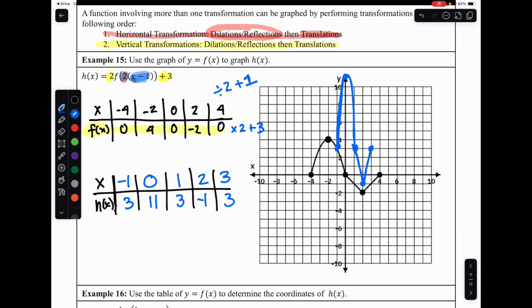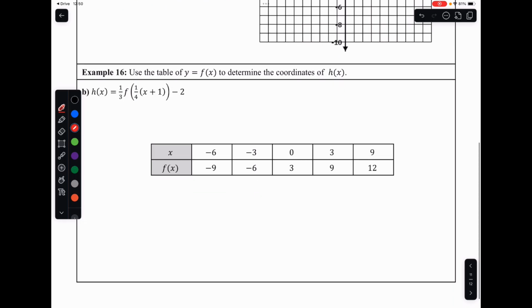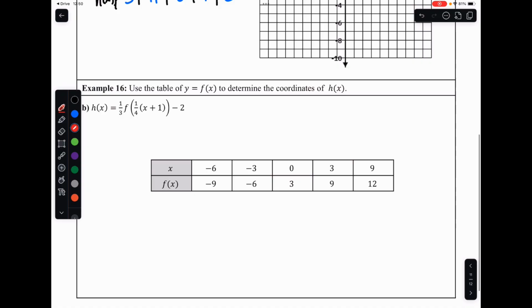And there is your transformation. Okay, so let's now look at example 16.